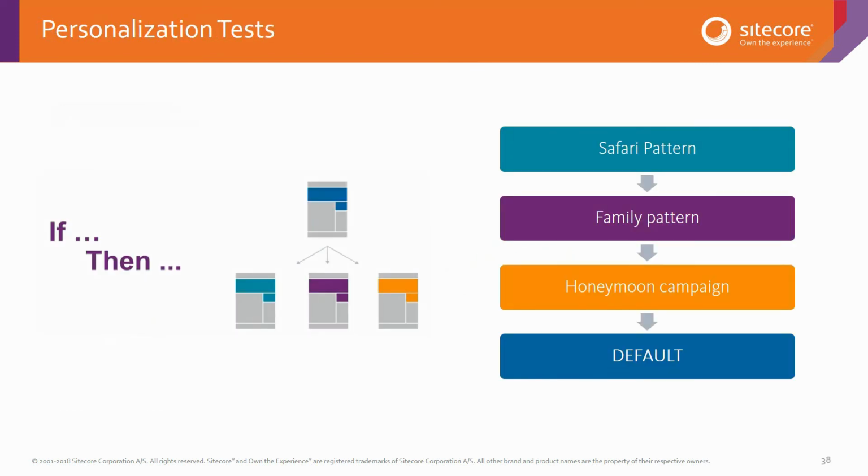All right, we've covered a lot of ground with testing, but what about personalization tests? I imagine you guys are familiar with personalization and how Sitecore renders personalization when you set up the rules top down. So if you don't meet the Safari pattern, the system checks to see if you match the family pattern, or if you don't meet either of those, it will check to see if you came from the honeymoon campaign, and finally show you the default.